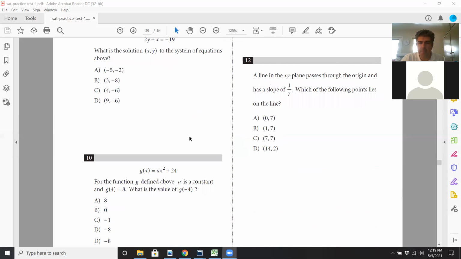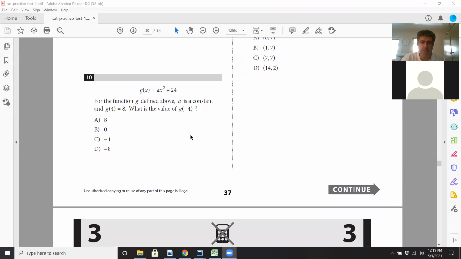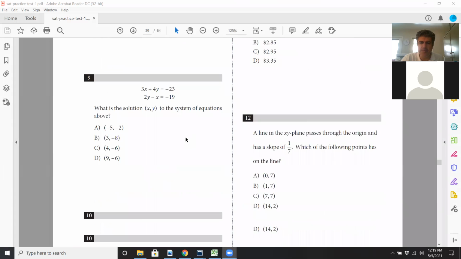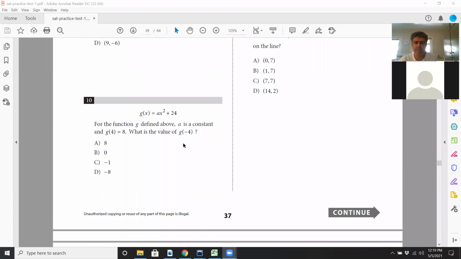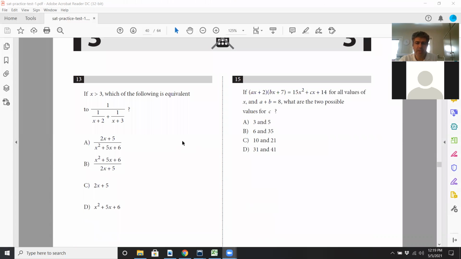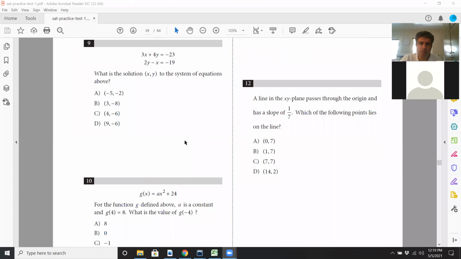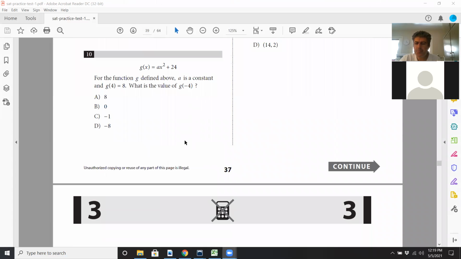So again, those are common problems. Let's talk about functions. Sorry, that was 9 and 11. I thought that was in number 10. Let's talk about number 10 because they love functions. And I'll definitely do 13, 14, 15 as well, and then we'll move on to the math part with the calculator.